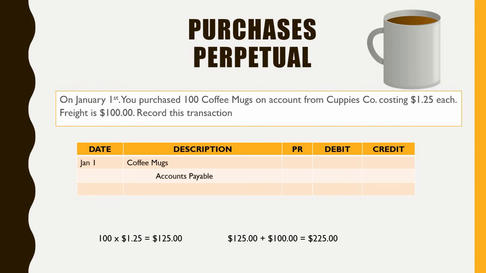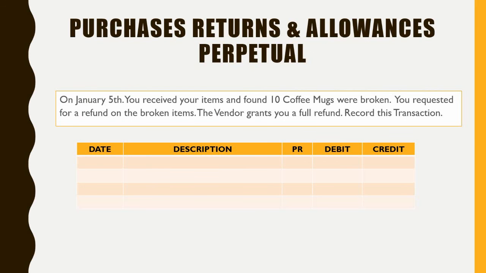Good job. We recognize that we purchased coffee mugs, that's our inventory, it's the specific item. We know exactly what we're buying. And because everything goes straight to inventory, we're going to calculate those 100 items costing $1.25, and include the freight cost. So therefore, our total amount here is $225. Any questions?